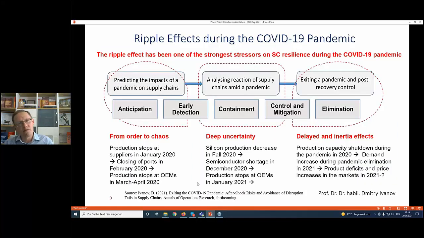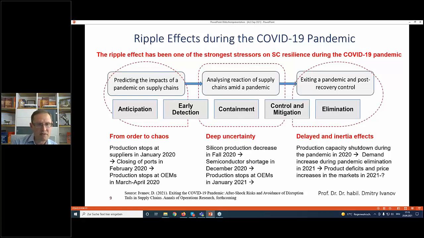During the COVID-19 pandemic, we have seen a lot of the ripple effect. The ripple effect has actually been one of the strongest stressors on supply chain resilience during the pandemic. If we follow the classification of the World Health Organization, each pandemic has five major stages, which are anticipation, early detection, containment, control and mitigation, and elimination. I do really hope that in all countries in our world, we will reach the last stage, the elimination stage, very soon. Now it looks like in most countries we are at the stage of control and mitigation.